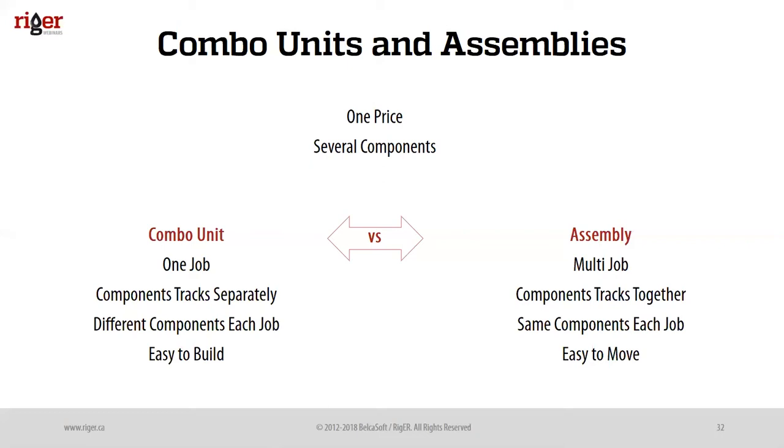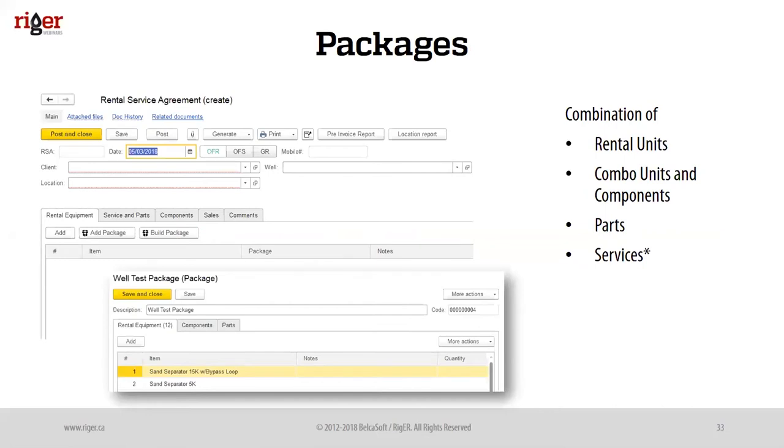And combo units, of course, are easy to build because it just builds all the components together on the fly when you generate a delivery ticket. And assembly is easy to move because we just move one rental unit and all the components move faster. So there is no right or wrong approach to this, because sometimes it's better to use combo units, sometimes it's better to use assembly, and we have clients who use both of them simultaneously, depending on what kind of particular situation they have.